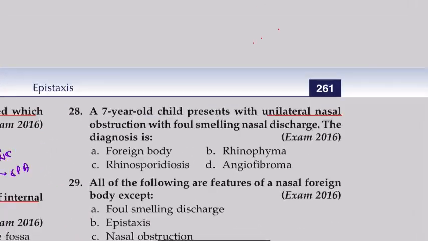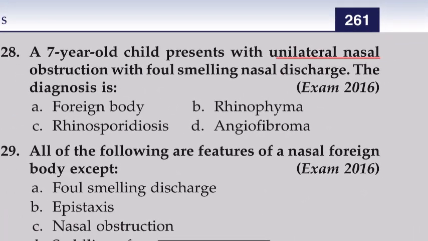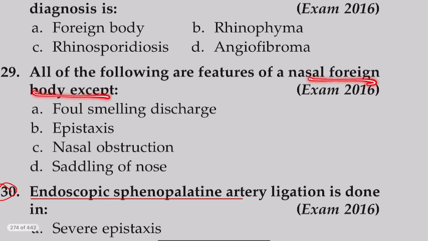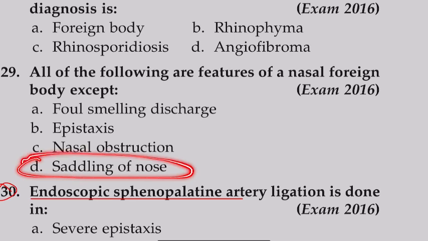A 7-year-old child presents with unilateral nasal obstruction with foul-smelling nasal discharge. The diagnosis here is foreign body, right? All of the following are features of a nasal foreign body except: foul-smelling discharge is present, yes. Epistaxis, yes. Nasal obstruction, yes. Sagging of the nose is not seen there.